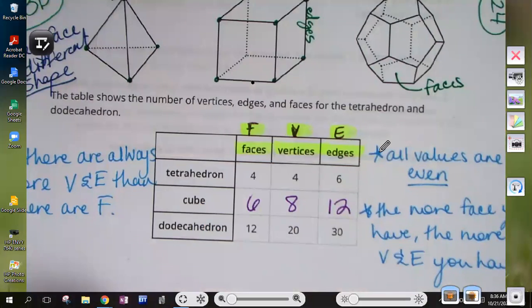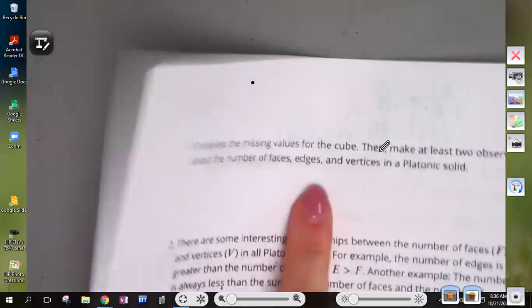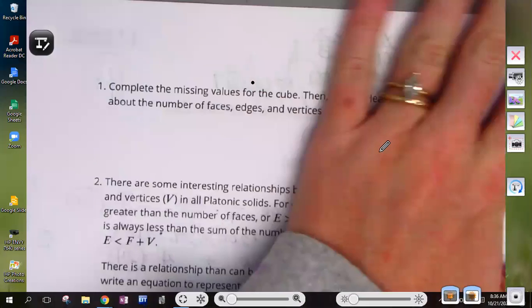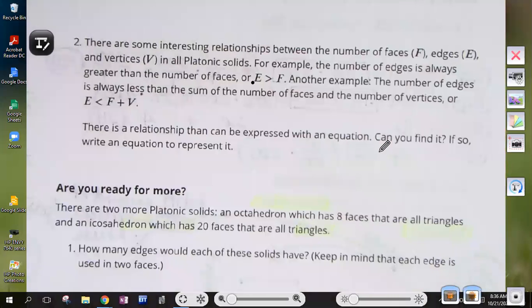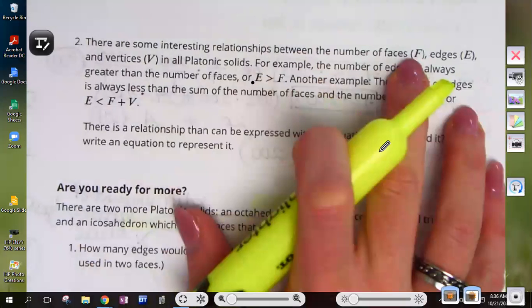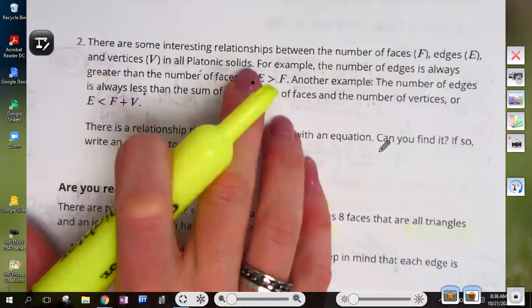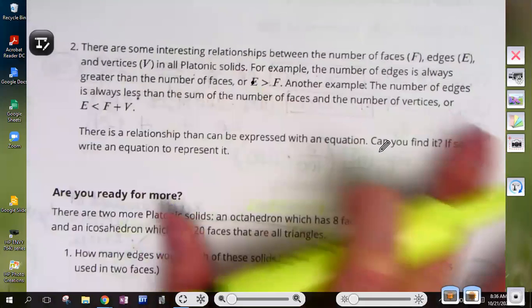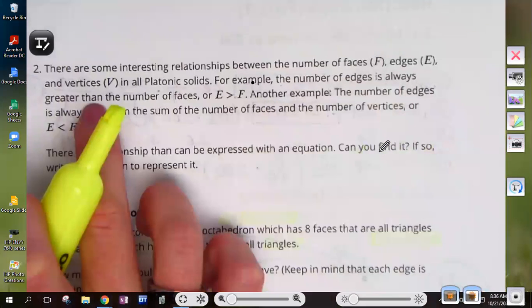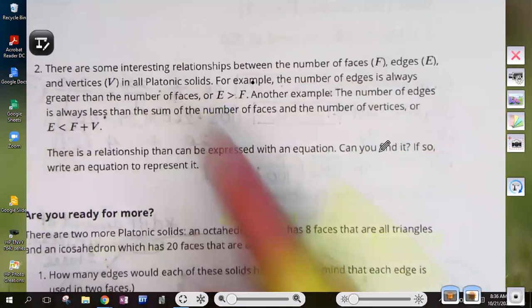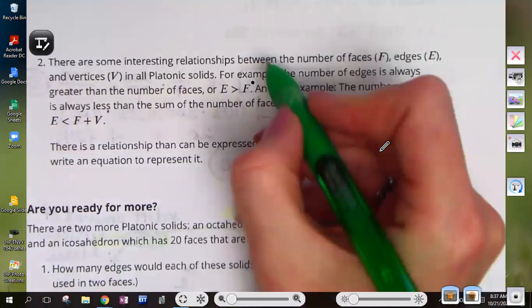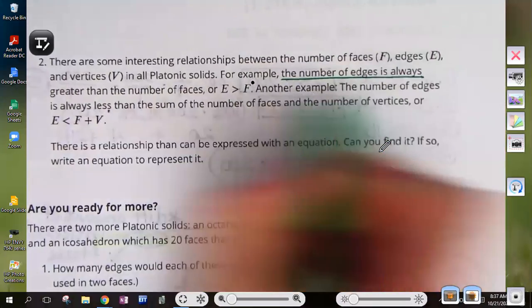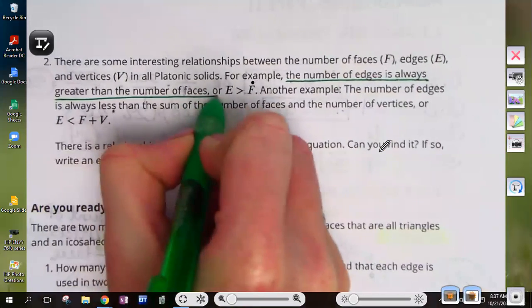All right, so let's look at number 2 on the next page. We just did all those observations on number 1 around the box. So we just said there are some interesting relationships between the number of faces, edges, and vertices in platonic solids. For example, the number of edges is always greater than the number of faces. That's kind of what Tyler said, so I want you to underline that.